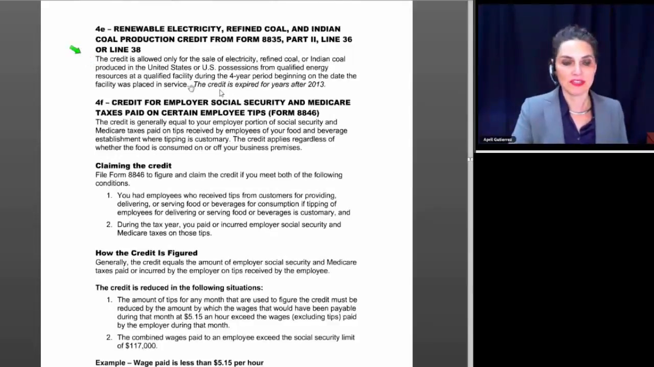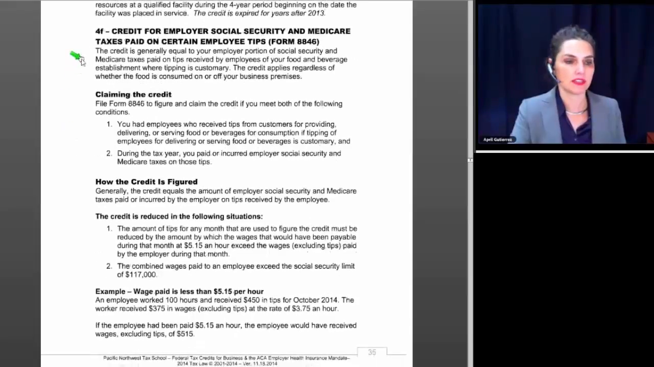Has to do with energy, so you bet it has expired. If it is resurrected, the credit is allowed only for the sale of electricity, refined coal, or Indian coal produced in the United States or a U.S. possession from a qualified energy resource at a qualified facility during the 4-year period beginning on the date that the facility was placed in service.